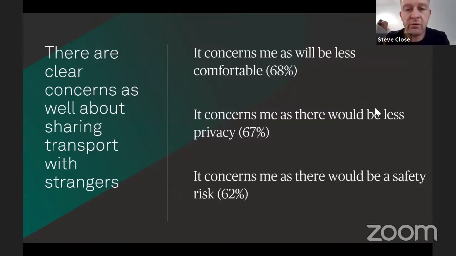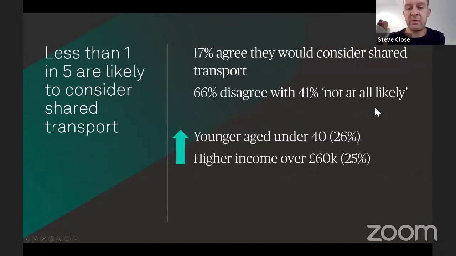So overall, people were asked how likely it would be to consider using shared transport. Despite the fact that two-thirds of people could see benefits from it, less than one in five, so 17%, agreed that they would use it. And in fact, 66% disagreed with this.